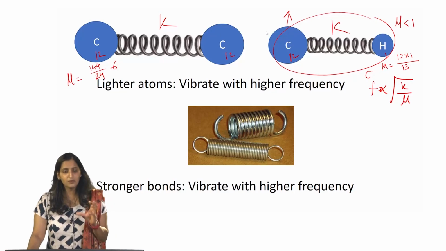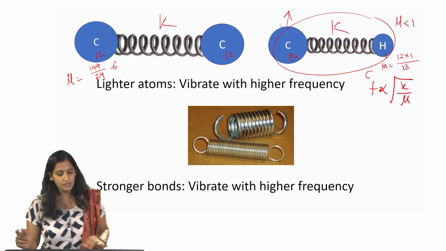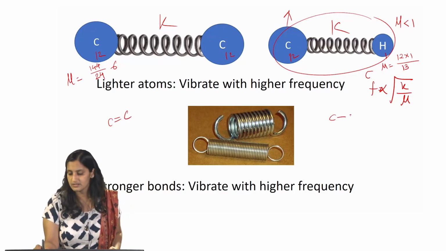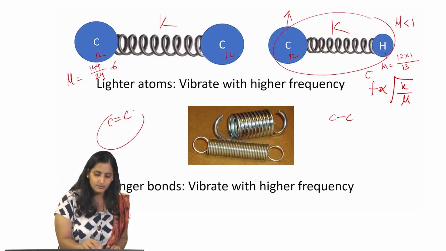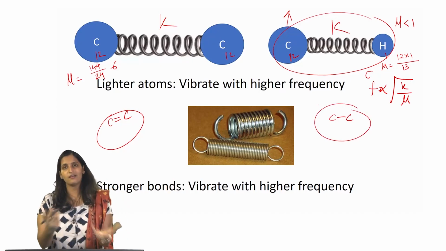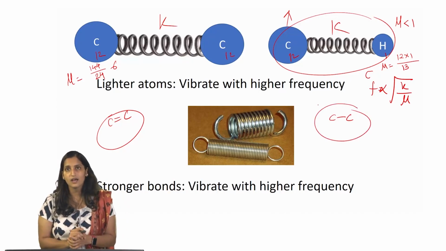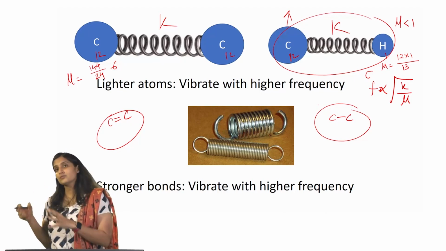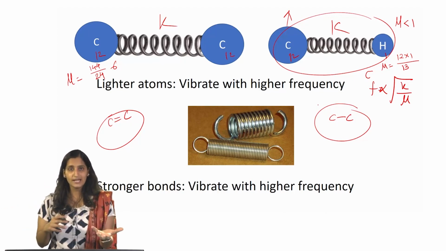Now, you can think about two different bonds, okay. So, carbon-carbon double bond versus carbon-carbon single bond. Now, I want you to tell me which one will vibrate with a higher frequency. If we go back to our formula, F is proportional to root of k by mu. What does that tell us?